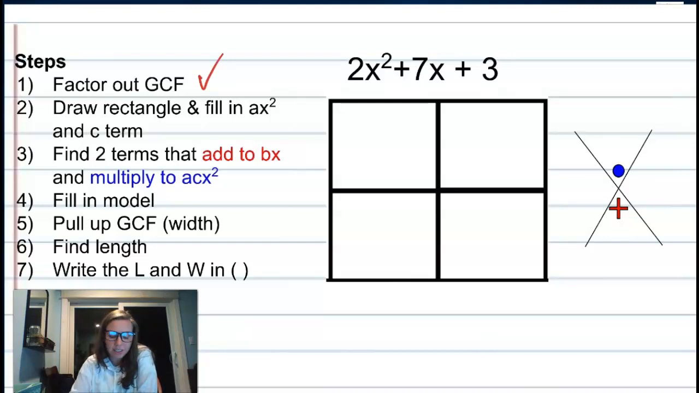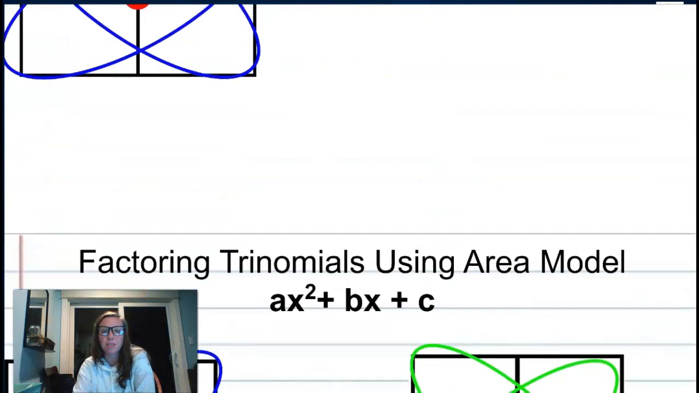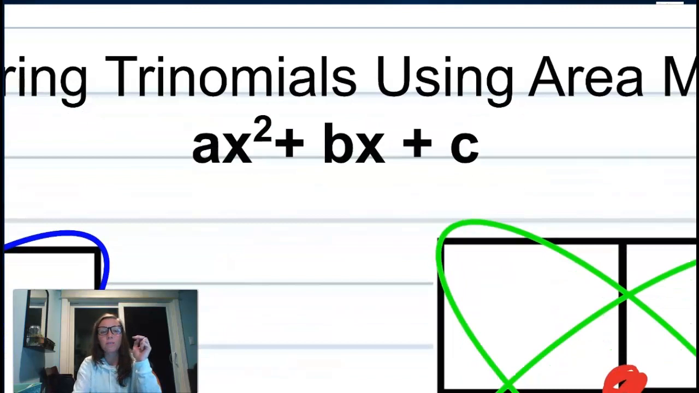All right, the next thing you want to do is draw a rectangle and fill in your ax term. Let me just highlight. We'll just stick to yellow for that. Your ax term is always going to go in the top left, and your c term, I didn't really talk about that very much. Now I'm going to scoot back up here, but this is just the general format for this.